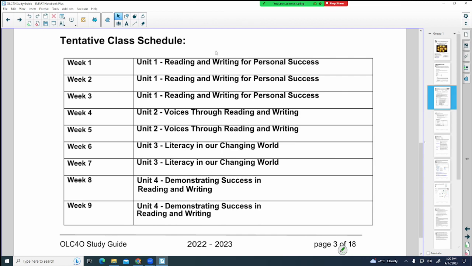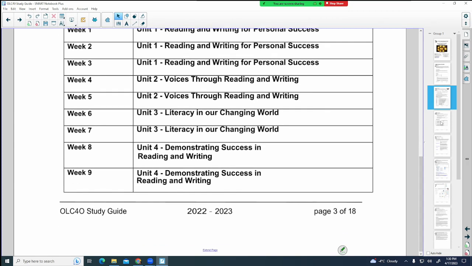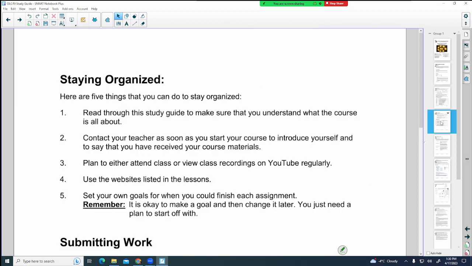So each unit has a theme. Unit 1 is reading and writing for personal success. Unit 2 is voices through reading and writing. Unit 3 is literacy in our changing world, and Unit 4 is demonstrating success in reading and writing, right? So Unit 4 is where you sort of demonstrate all you've learned and taken in this course, okay?